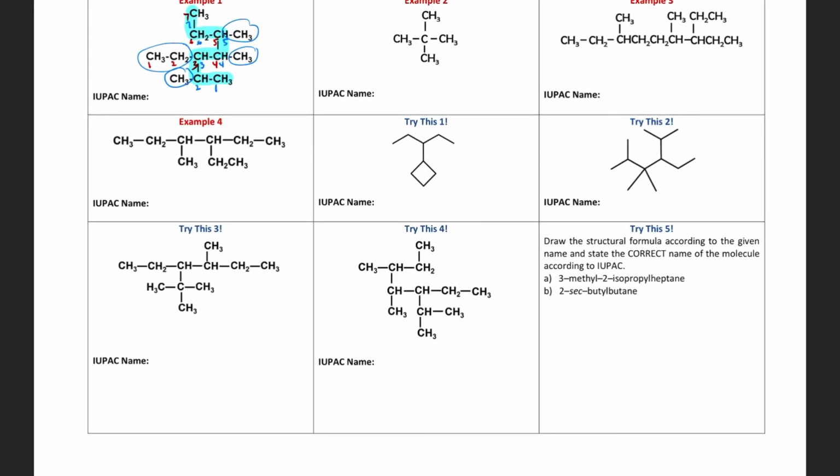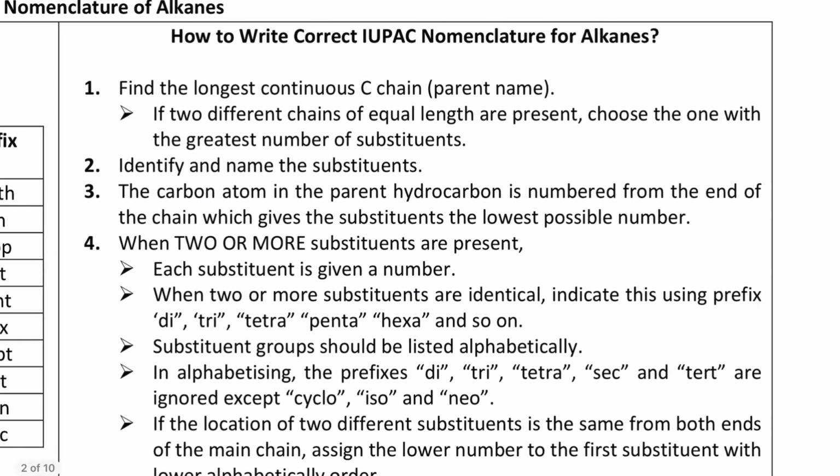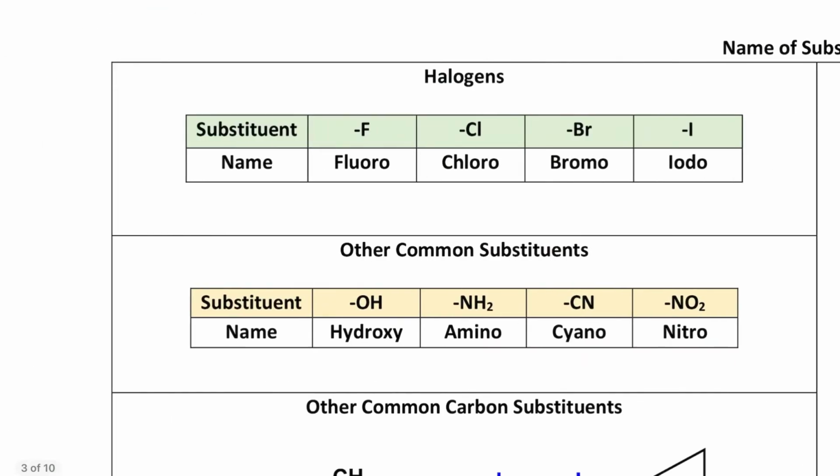Okay, sebab rule kita yang pertama tadi cakap, kalau kita ada 2 different chain of equal length, choose the one with the greatest number of substituent. Kalau kita ada 2 arah yang kita boleh kira, dapat 7 carbon longest dia, dan arah tu berbeza. Okay, so kita kena pilih laluan yang paling banyak substituent.